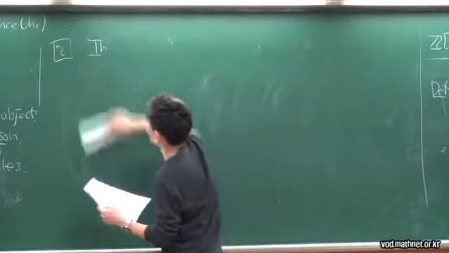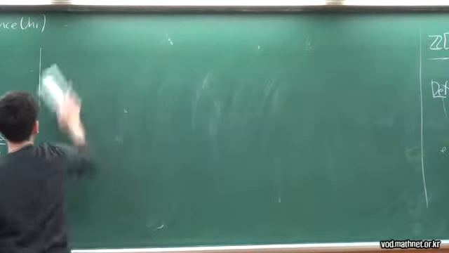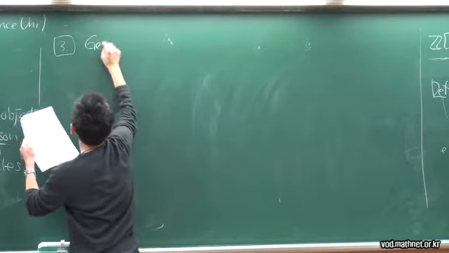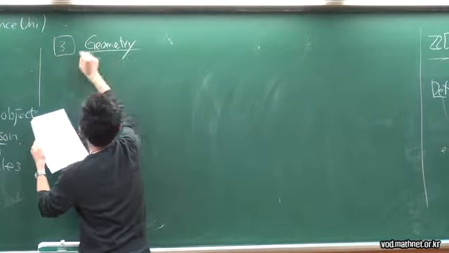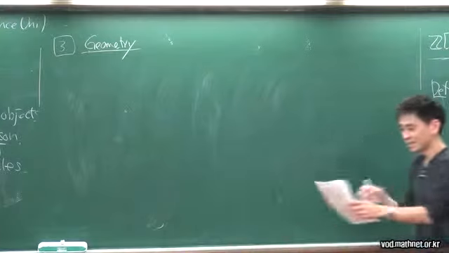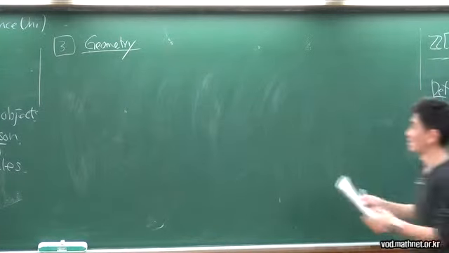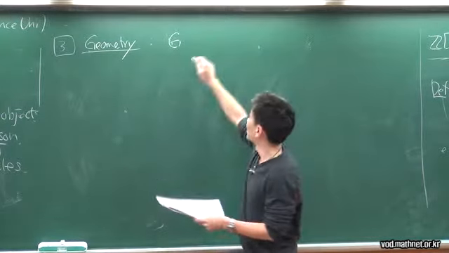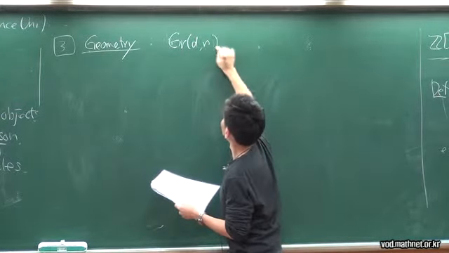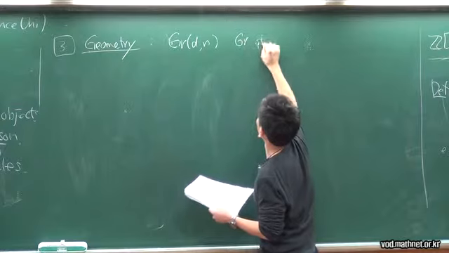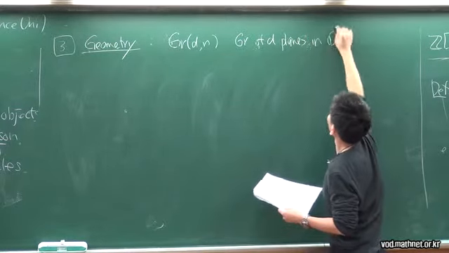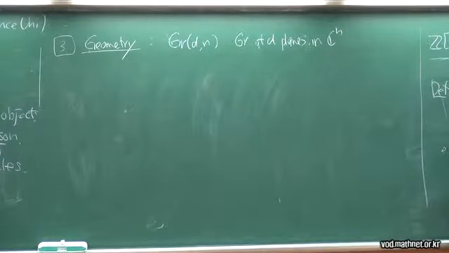Okay, so I just put geometry last because this is not a seminar for geometry. So if you don't like geometry, then you can forget this part. But I have to talk about this. So the geometry behind these Schur functions is the Grassmannian. This is the Grassmannian of d-planes in a complex n-plane.